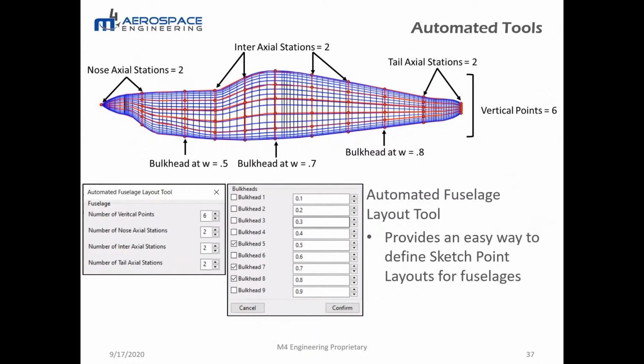So the other automated tool we have is the automated fuselage layout tool. The automated fuselage layout tool lets you define the number of and parametric location of bulkheads and the number of axial stations between the bulkheads. Again, after the tool has been run, you can further go in and edit the sketch point layout to make it more what you want.